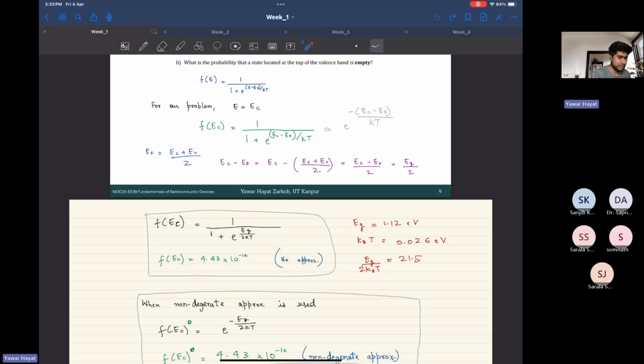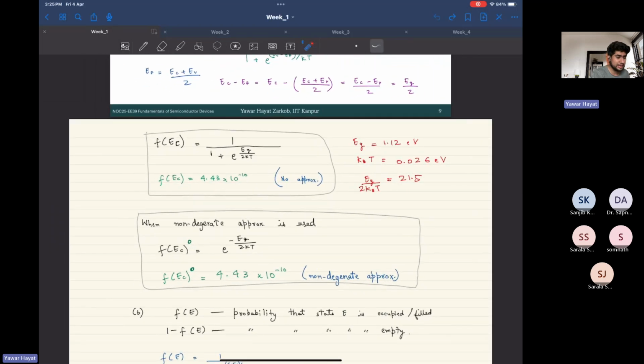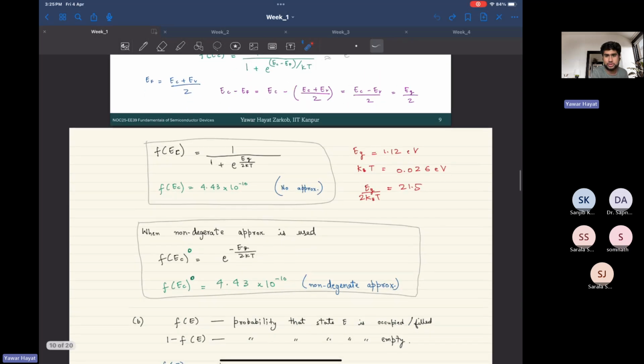Now this is the value when no approximation is taken. In fact, one of the students in the session calculated it using a calculator. It came out as 4.43 times 10 to the power minus 10. If we use the approximation, I'm distinguishing this f of EC from this f of EC naught. This f of EC naught is when this approximation is used. We also call this the non-degenerate approximation.